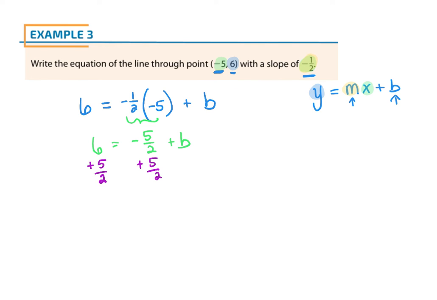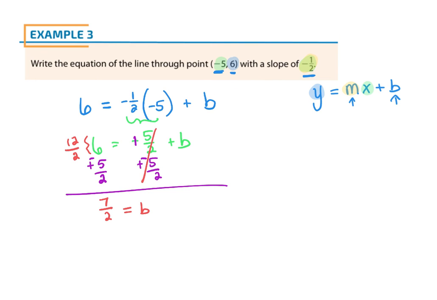All right. Or actually subtract. I should have said that correctly. There we go. Subtract your 5/2. All right. Change this to a common denominator. 6 over 1 is going to be 12 over 2. So you want to change it to a common denominator. 6 over 1 is going to be 12 over 2. So 12 halves minus 5 halves gives you 7 halves as your b.